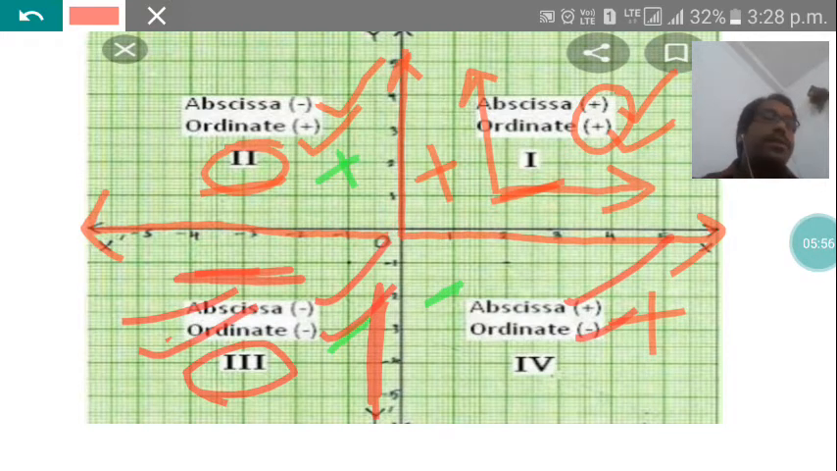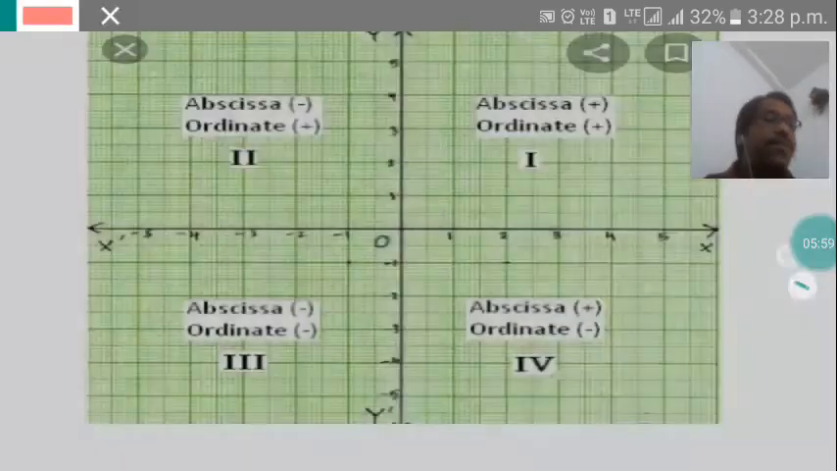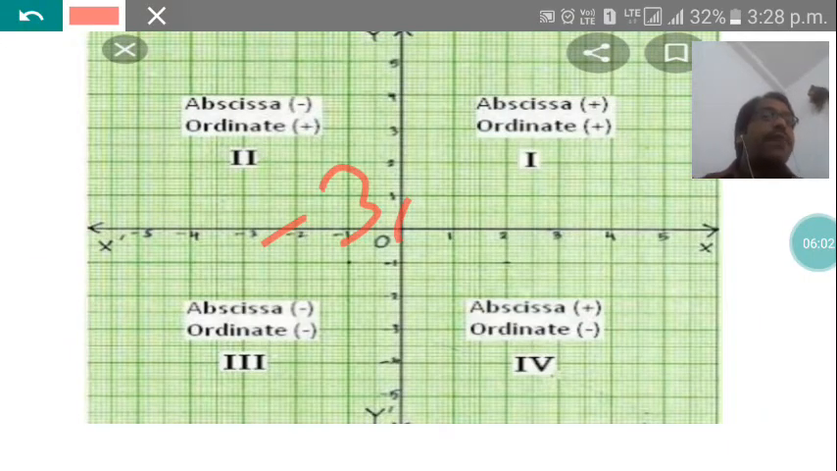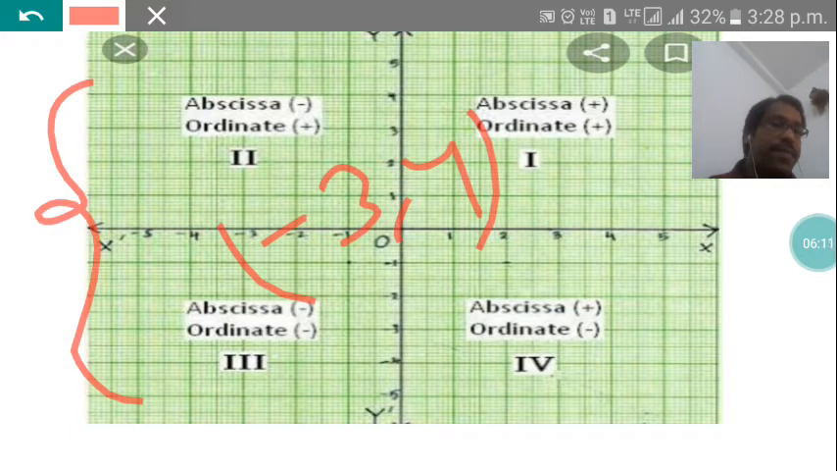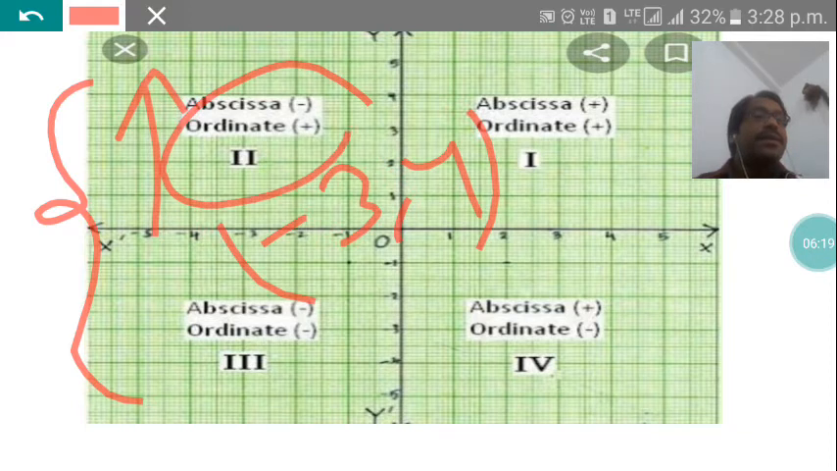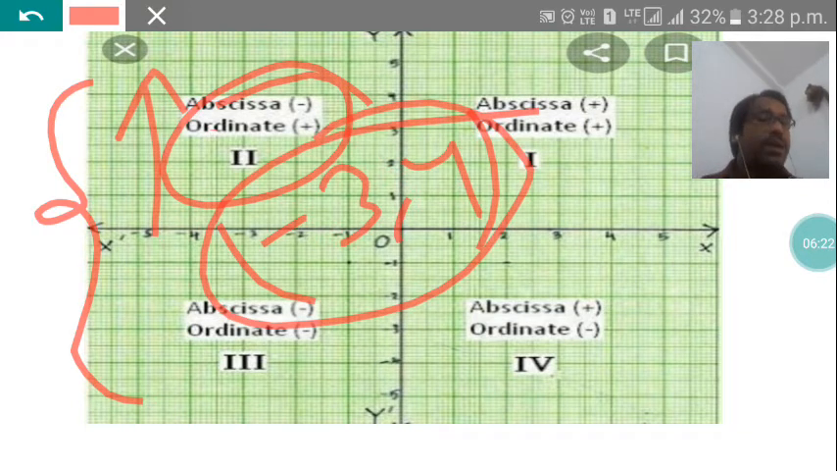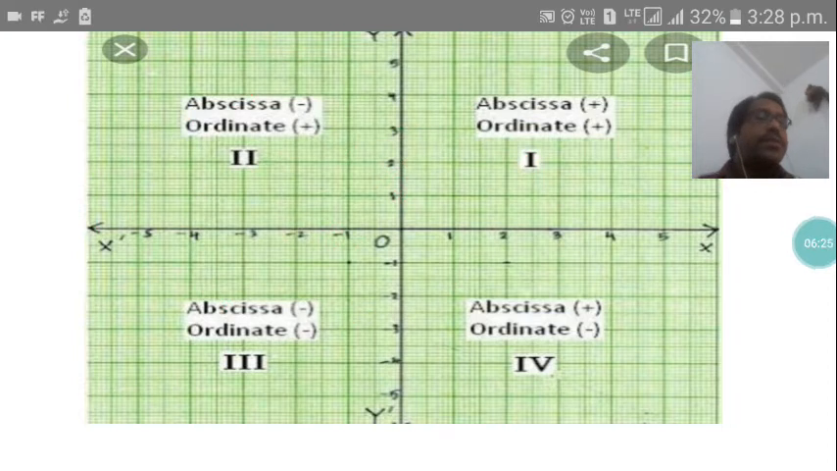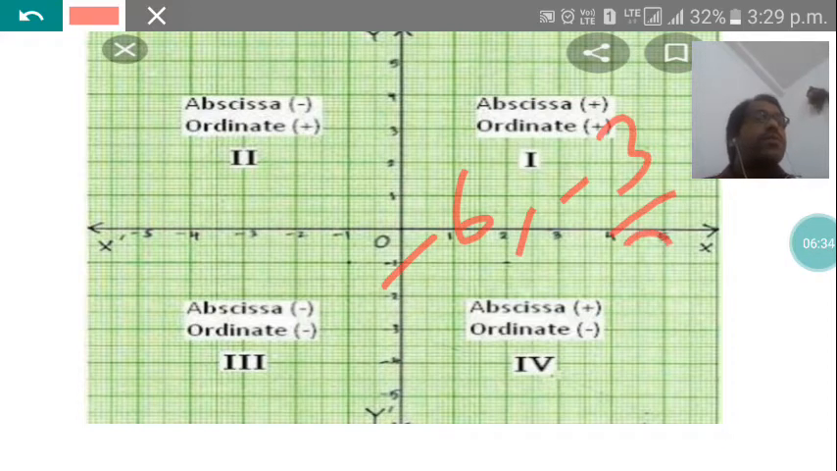Suppose they have given -3 and 4. That means the abscissa is negative, so we are on the left side. The ordinate is positive, so it is in this direction. So which is the quadrant? This point will lie in quadrant number 2. Like this we do it. Next, we can take another example. Suppose it is given that -6 and -3/2. Both are negative.